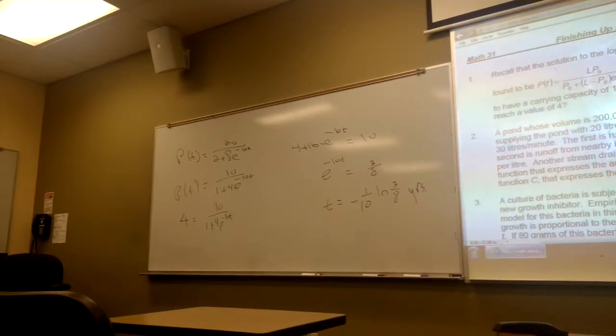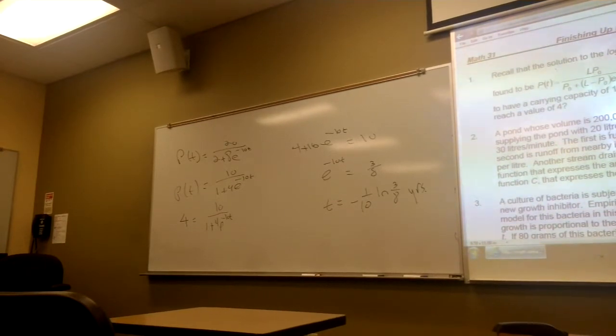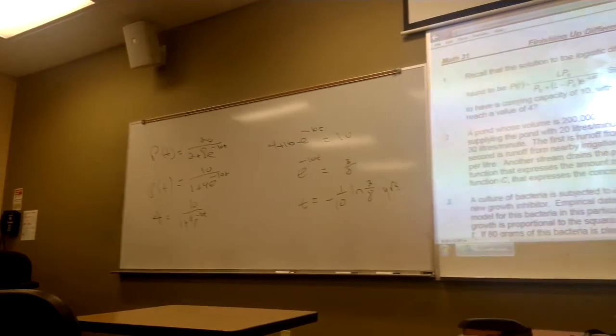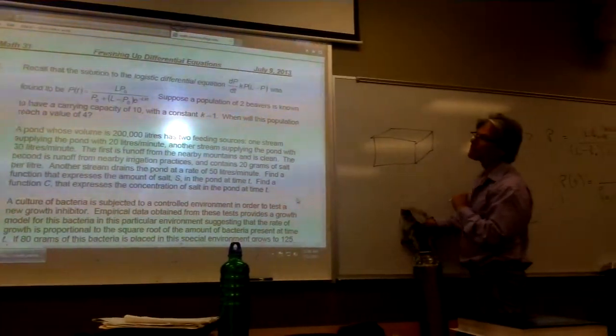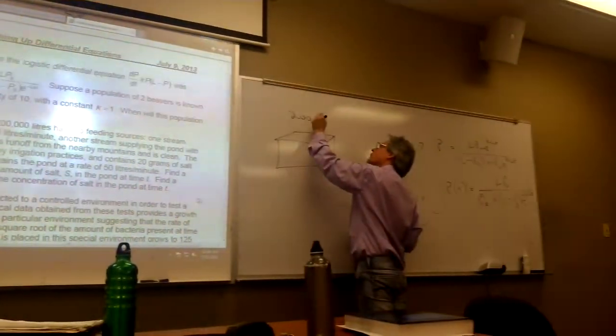I've got a pond whose volume is fixed at 200,000 liters. Hold on, I can draw that. There's a pond. Here's how much fluid is in it.